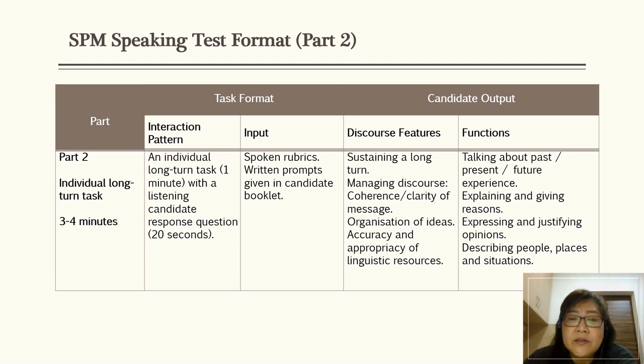And then the discourse features: sustaining a long turn, managing discourse, coherence or clarity of message, organization of ideas, and accuracy and appropriacy of linguistic resources. The functions for the candidate will be talking about past, present or future experience, explaining and giving reasons, expressing and justifying opinions, and describing people, places and situations.